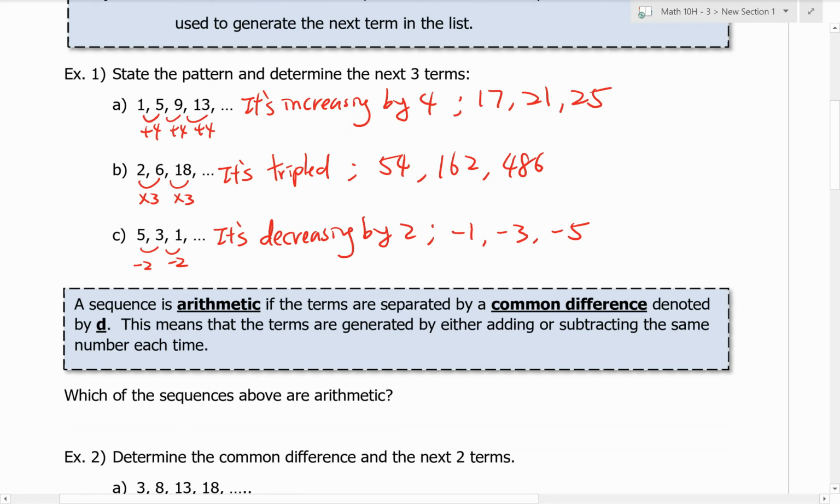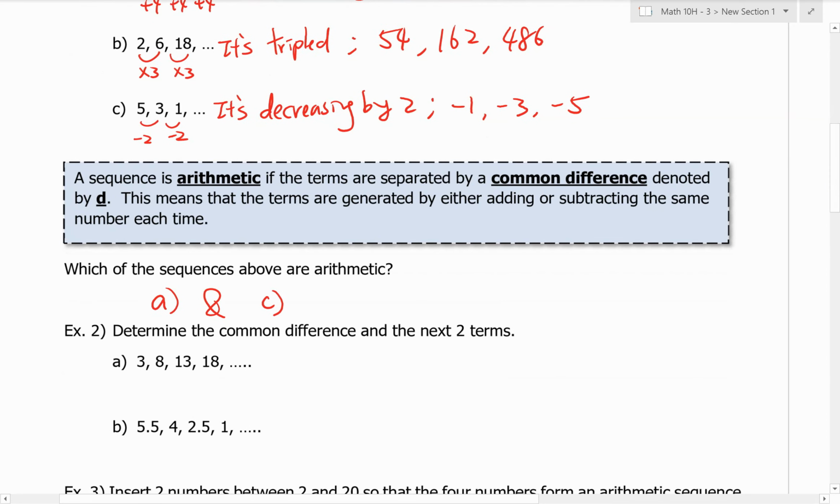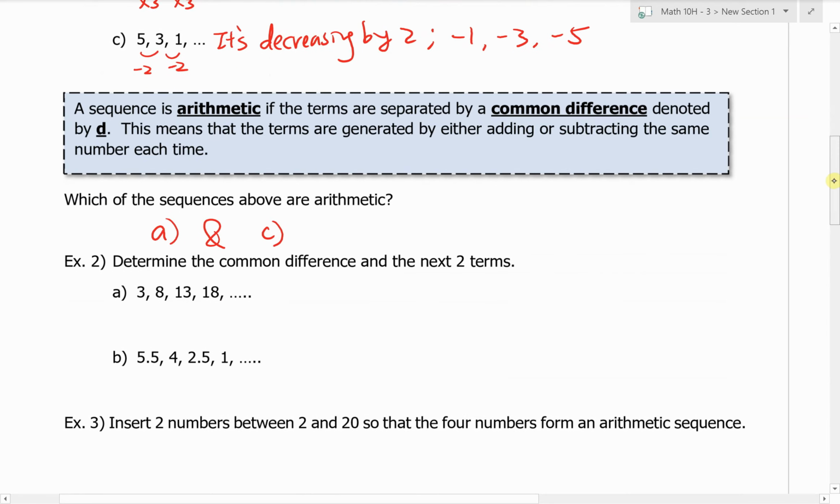In our first example, part A and part C are arithmetic, because both are either increasing by a certain amount, by 4 in part A, or decreasing by the same amount every single time, which is decreasing by 2 in part C. So they are both arithmetic sequences. Part B is not arithmetic. It's what we call a geometric sequence, which you will learn later on in Math 12.